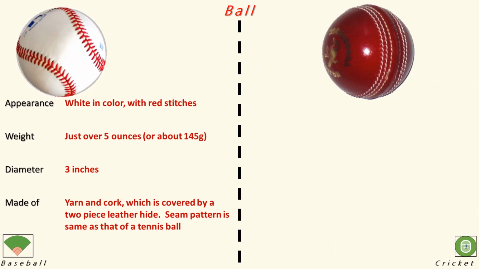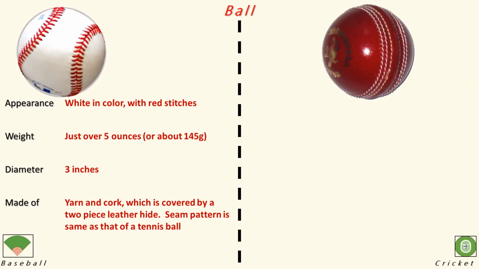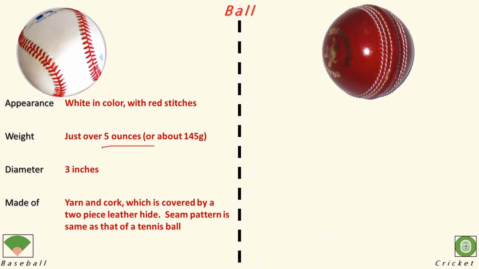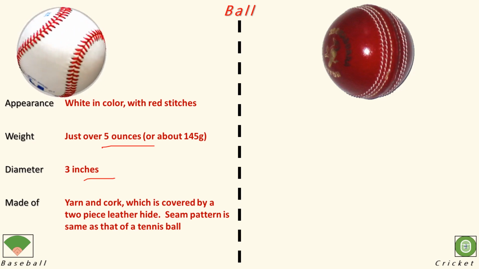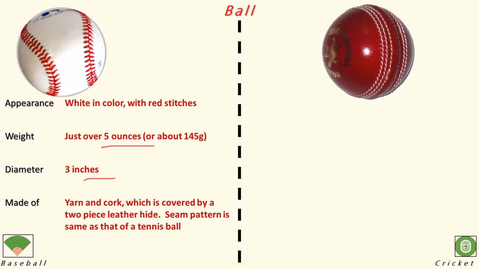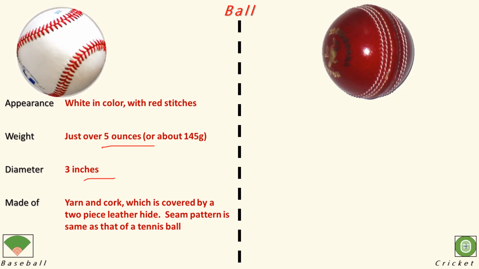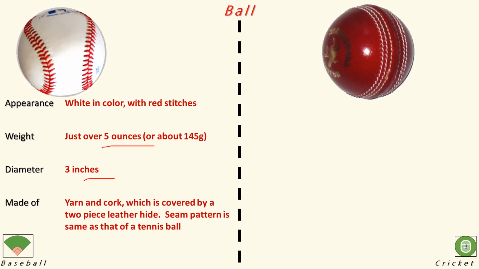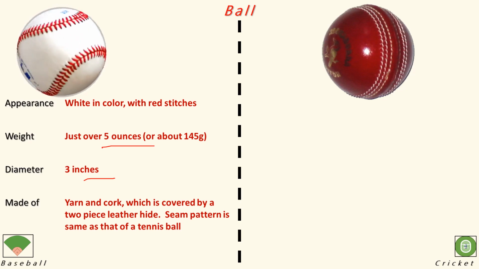For example, in baseball we have a white colored ball with a red colored seam. Its weight is just over 5 ounces and its diameter is about 3 inches. Unlike cricket, in baseball players are not allowed to rub the ball with their clothes or soil. Also, unlike cricket, many balls are used in a baseball game. Umpires carry a lot of them in a bag or a pouch in the field, and they frequently substitute one ball with another new ball.